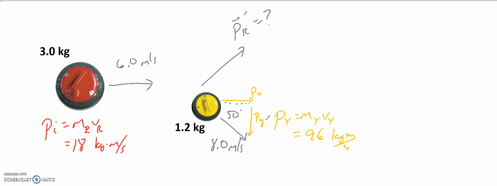So I'm just going to use my basic trig to figure out those components. So I've got momentum for the yellow rock in the x, I'm going to have momentum for the yellow rock in the y direction. I've got the 50 degrees, so I can use my cos and my sine in order to figure out what those 2 momentums would be.